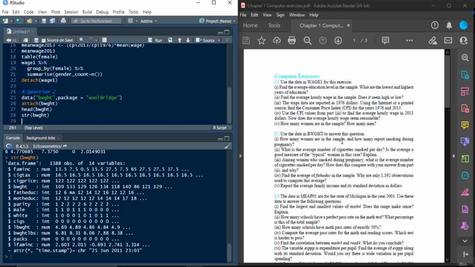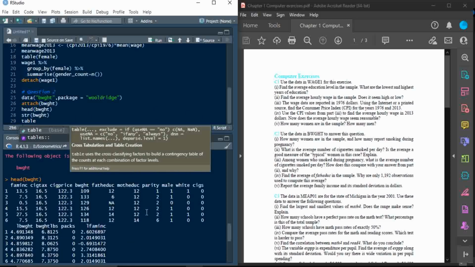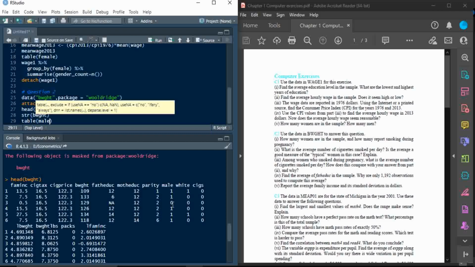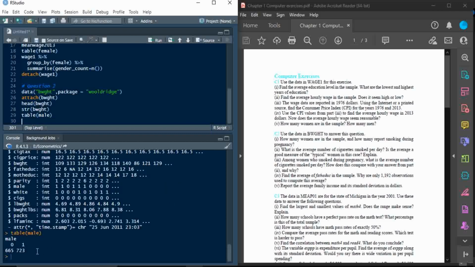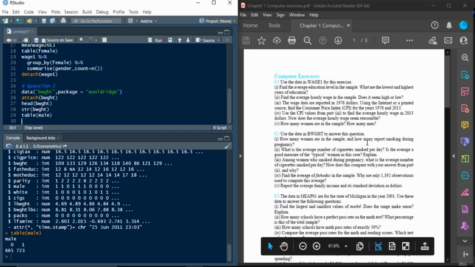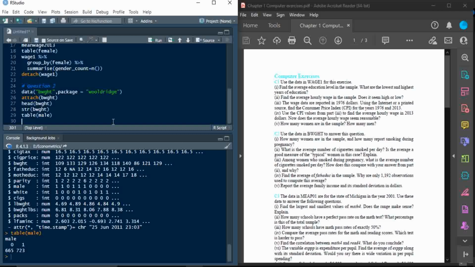How many women are in the sample? Again, we can use the same simple command table, and the gender column is represented by male. So the value 1 represents the male participants and the value 0 represents a female participant. So 665 are females and 723 are males. And how many women report smoking during the pregnancy?